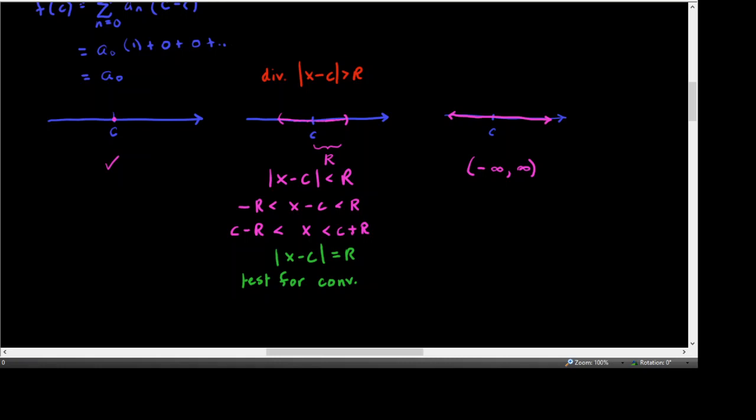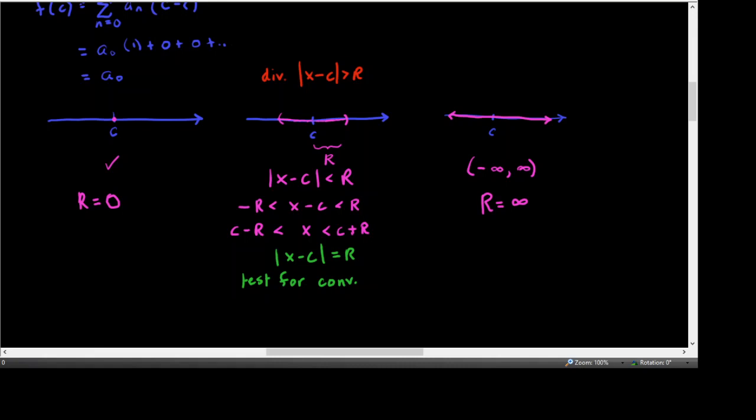This R that I've been talking about, I think I already said this, but I'll repeat myself. R is called the radius of convergence of the power series. If it converges only at C, the radius of convergence is 0. Okay, we're not moving away from that point at all. If the series converges for all x, then the radius of convergence is infinity. So that radius from the center out would go forever as a distance away from C.